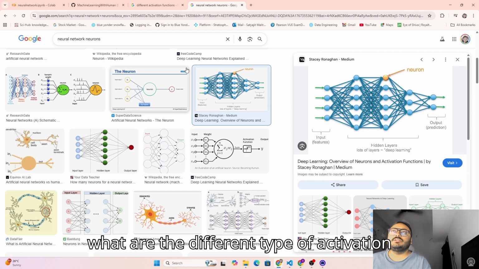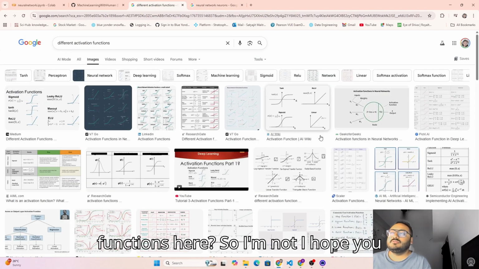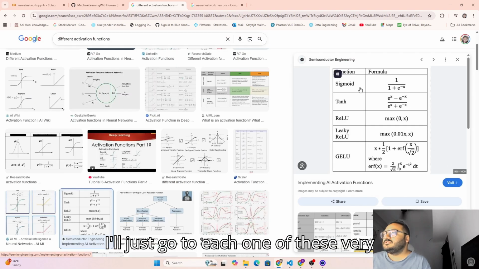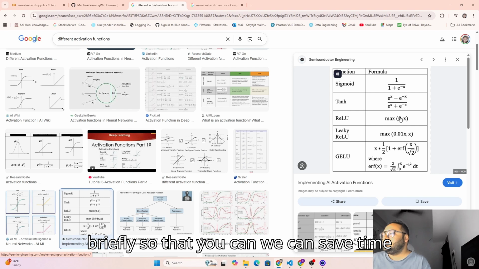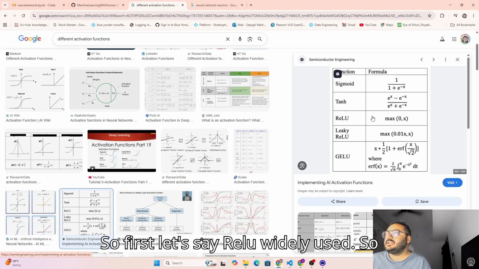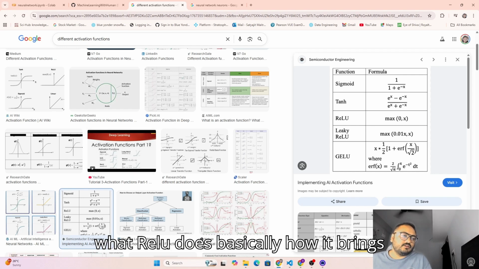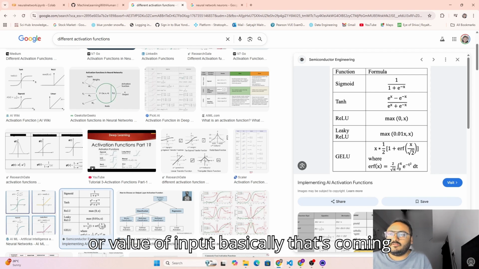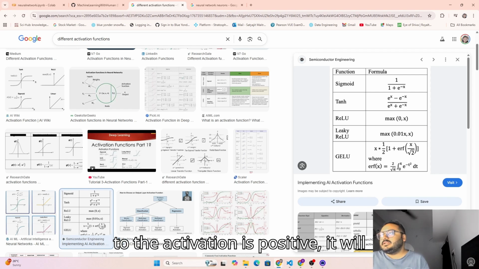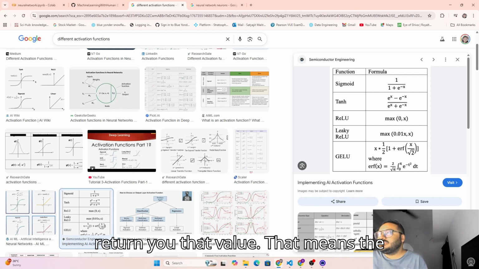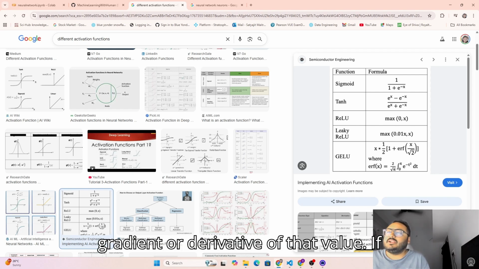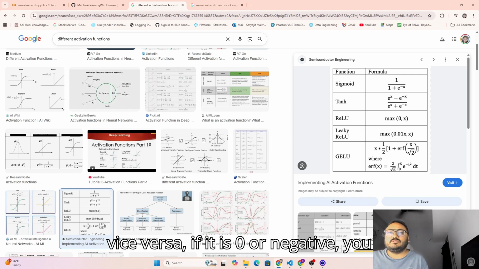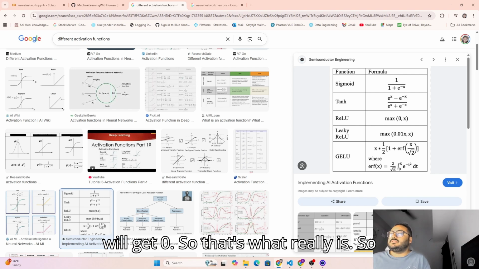So what are the different types of activation functions? I hope you are already aware of all of this, so I'll go through each one very briefly to save time. First, ReLU, widely used. How does ReLU bring non-linearity? If the value coming to the activation is positive, it will return that value. That means the gradient or derivative of that value will be 1, and vice versa. If it is 0 or negative, you will get 0. So that's what ReLU is.